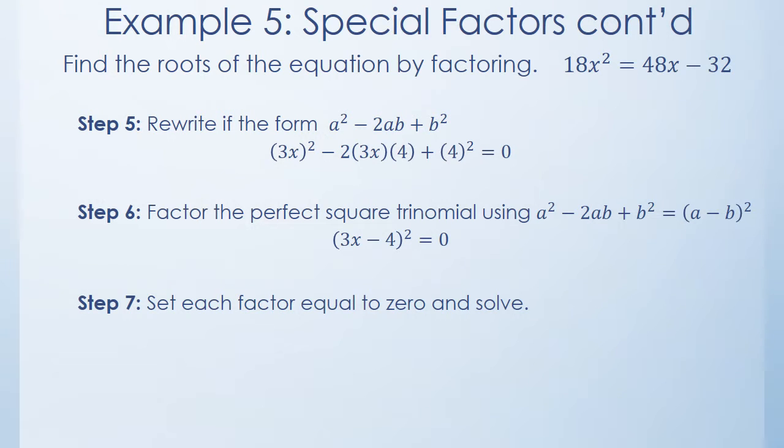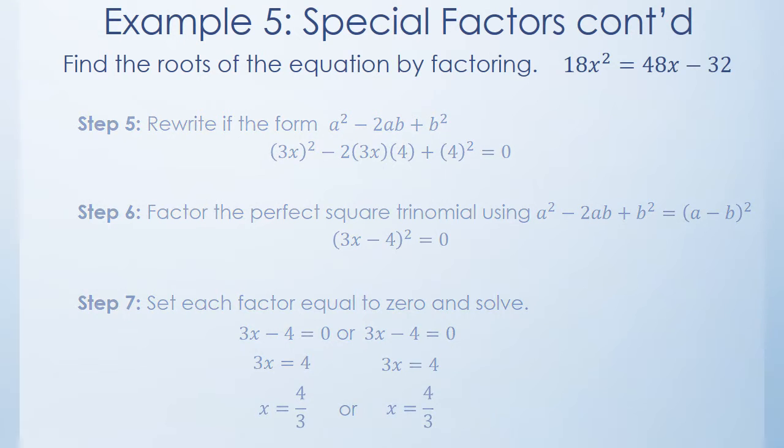You're going to set each of your factors equal to 0. Well, guess what? It's the same factor, right? So 3x minus 4 equals 0. Add 4 to both sides, divide both sides by 3. You get x equals 4/3. When we're squaring a factor, it's the same thing again. It's the exact same process.